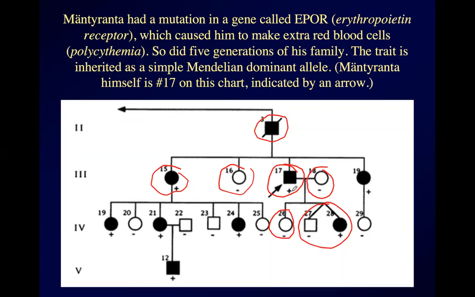There are people that do this naturally and they can suffer some health problems, like an increased risk of stroke. But for whatever reason, that never happened in Montiranta's family. Everybody was perfectly normal, except the people that had this mutation were able to pack on extra red blood cells.